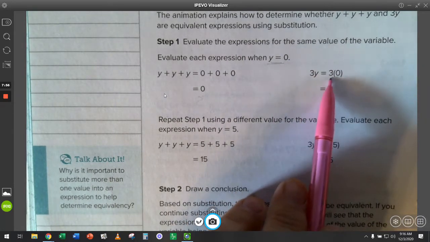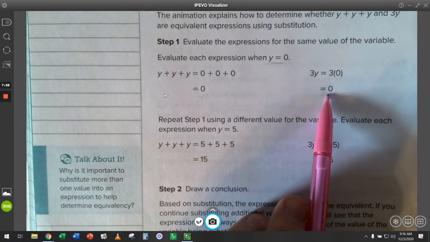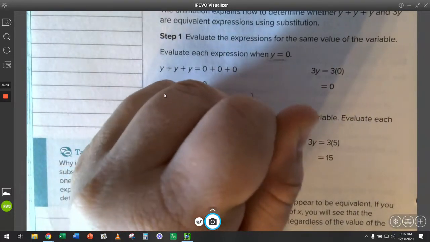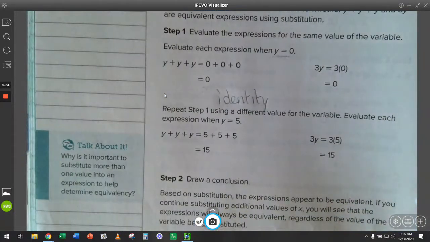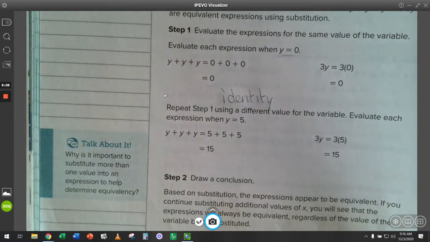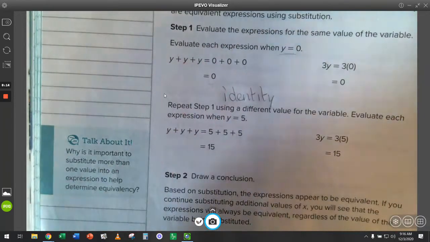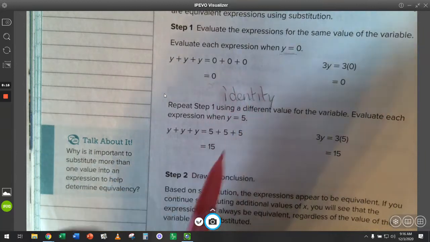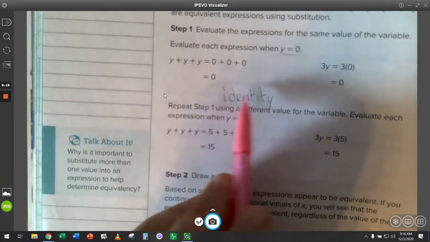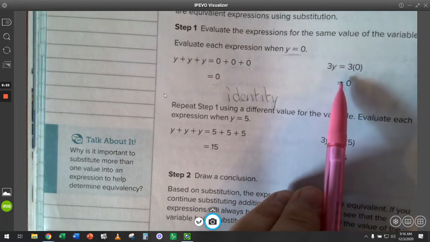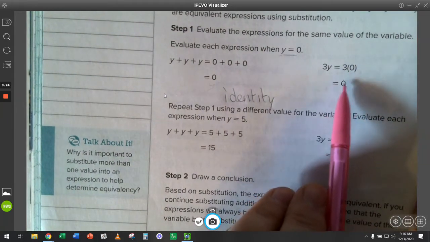3y is the same as 3 times 0, which is 0. So remember, this is the identity property, okay? Because anything times 0, or anything added to 0 is just the answer, right? So the answer would just be 0. So we can use 0 here for this problem. This obviously is another rule that we know, that anything times 0 is 0.